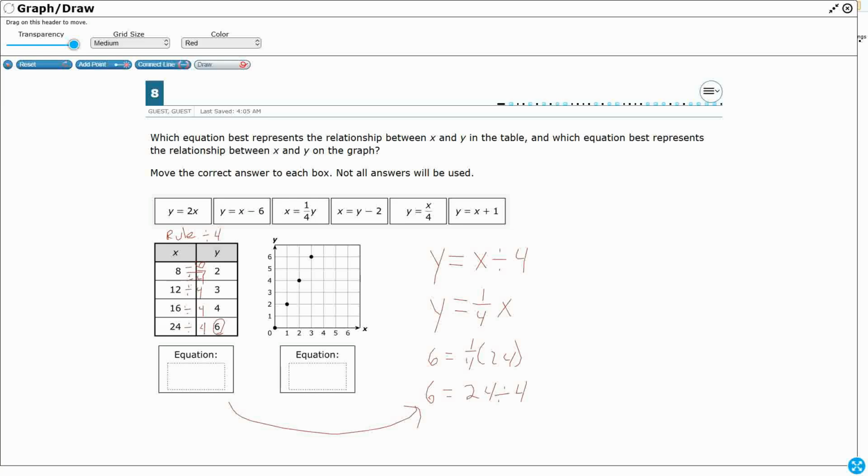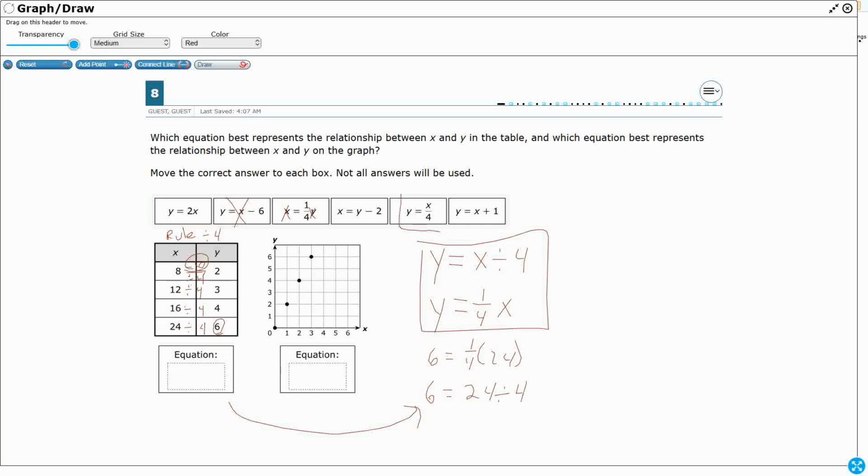So now let's look. These are my two options here. Y equals 2x, y minus 6. See, y minus 6, that was that first one that we thought up there. X equals, oh, look, they flip these. Look at that. X equals 1/4 y. It needs to be y equals 1/4 x. X does not equal 1/4 y. X equals 4 times y in that case.